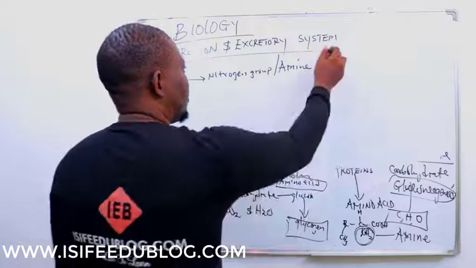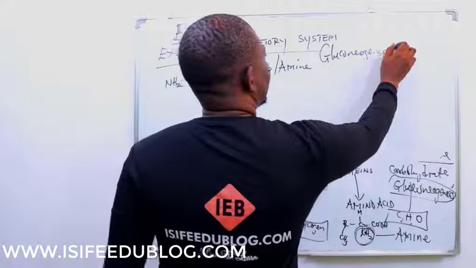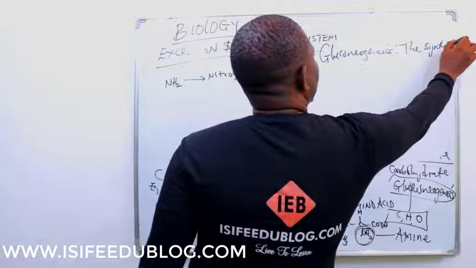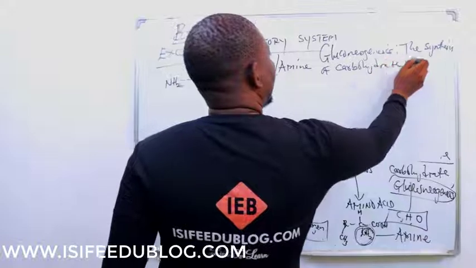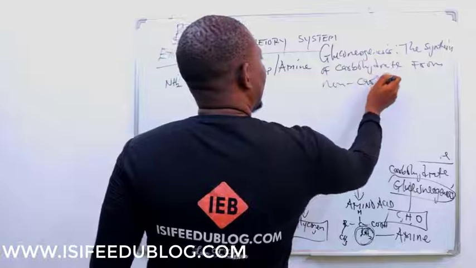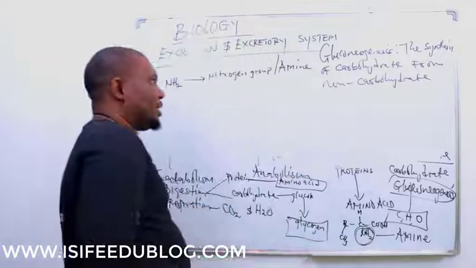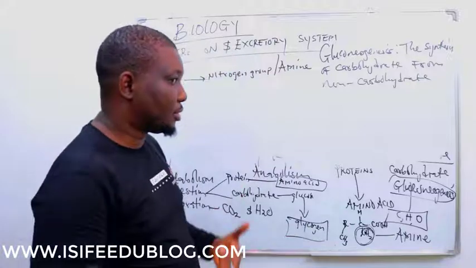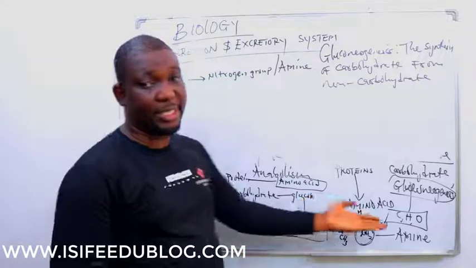Okay, I'll just write this somewhere. Gluconeogenesis: the synthesis of carbohydrates from non-carbohydrates. Carbohydrate is synthesized, but not from carbohydrates, but from protein. That is gluconeogenesis. So it happens after deamination.